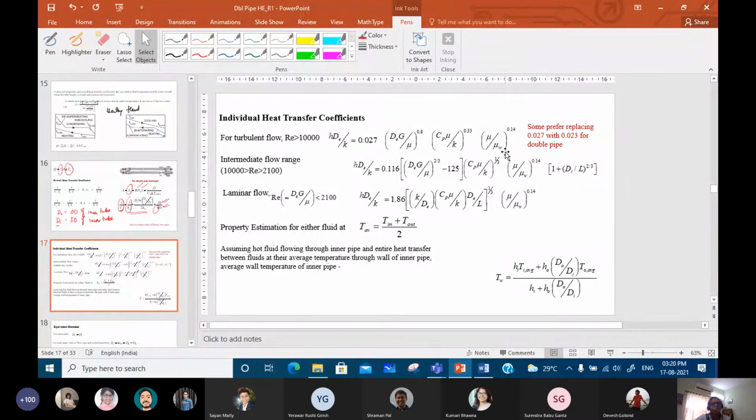Can you tell me how to find out the wall temperature? Outer fluid is flowing, inner fluid is flowing, both of them are changing temperatures. So what I've suggested for the different property estimations, you can definitely assume this relationship, if T in and T out are not very far removed. But in order to find out mu W, you need to find out TW and then estimate mu W at TW. Can you tell me how to go ahead with that?